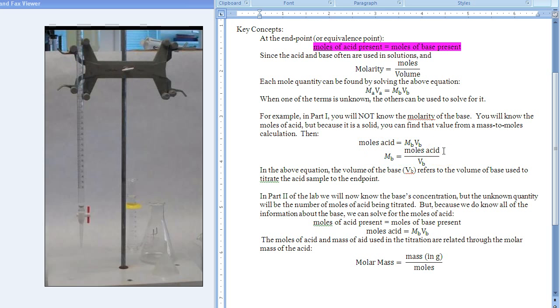Now you'll want to conduct this titration several times, and in each trial you would add a unique amount of acid, and then you would get a subsequent unique amount or volume of base.